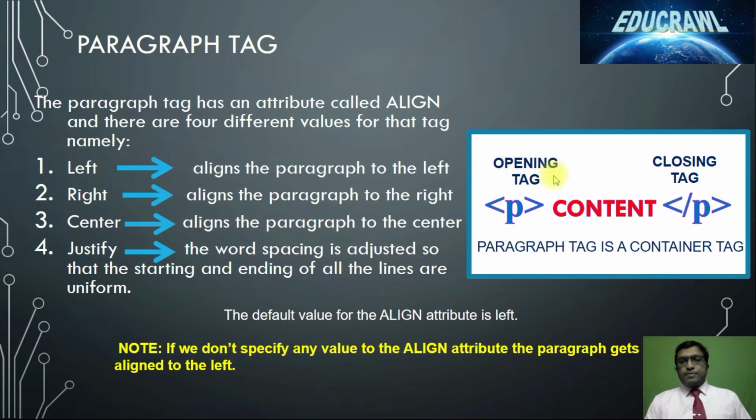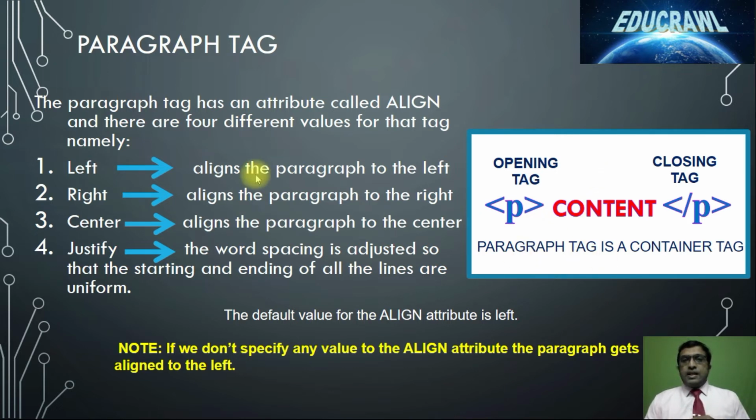How you have to write this paragraph tag is: less than symbol P, greater than symbol, this is the opening tag, followed by the content. After that you have to put less than symbol, slash P and greater than, this is the closing tag. So this paragraph tag is a container tag. The default value of align attribute is left. So if you don't specify any value in the align attribute, the paragraph gets aligned to the left.